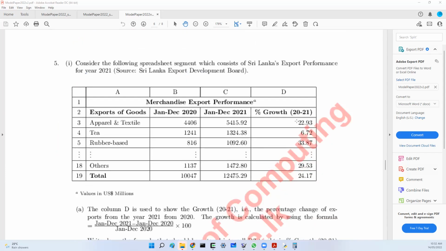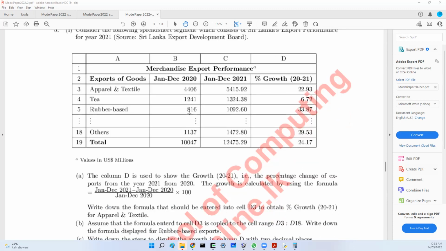Right. Fifth one, export performance is given for years 2020 and 2021. And the percentage of growth between 2020 and 2021 can be taken using the formula given. We take 2021, subtract 2020, divide by 2020, and multiply by 100. Okay. The first question is to write down the formula that should be entered in cell D3.